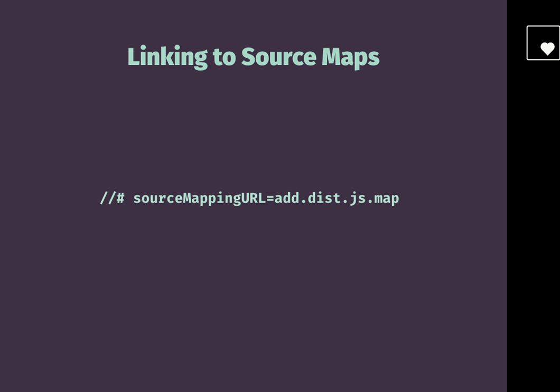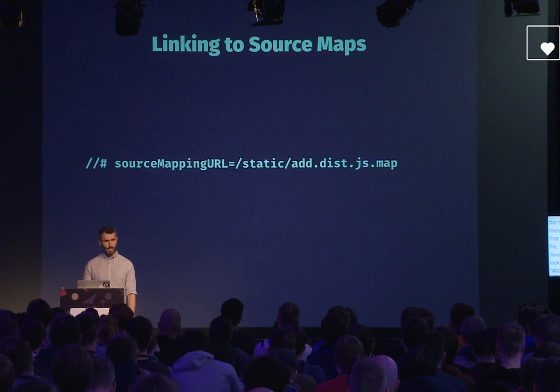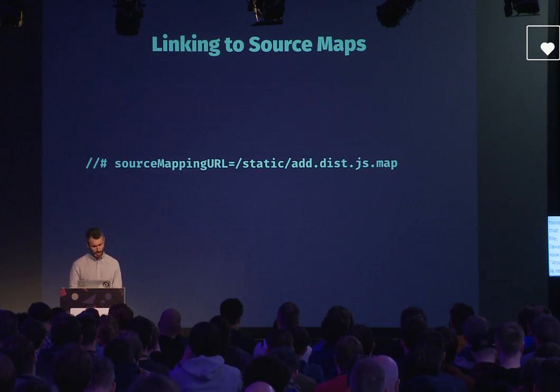So the browser downloads your JavaScript file, goes to the very end, goes to the last line, looks for this comment, and goes, aha, I need to download add.dist.js.map. And that path is relative to wherever you're hosting this dist file. It doesn't have to be relative. You can specify a full path, and that's where the browser will download it from.